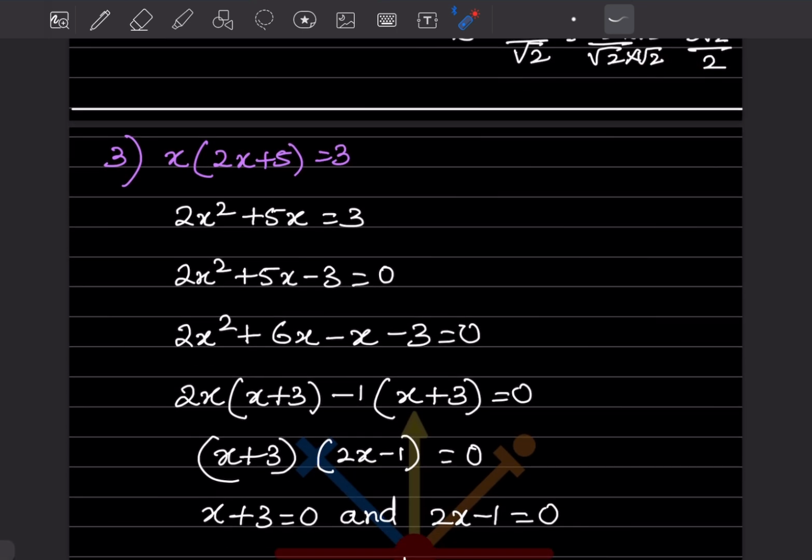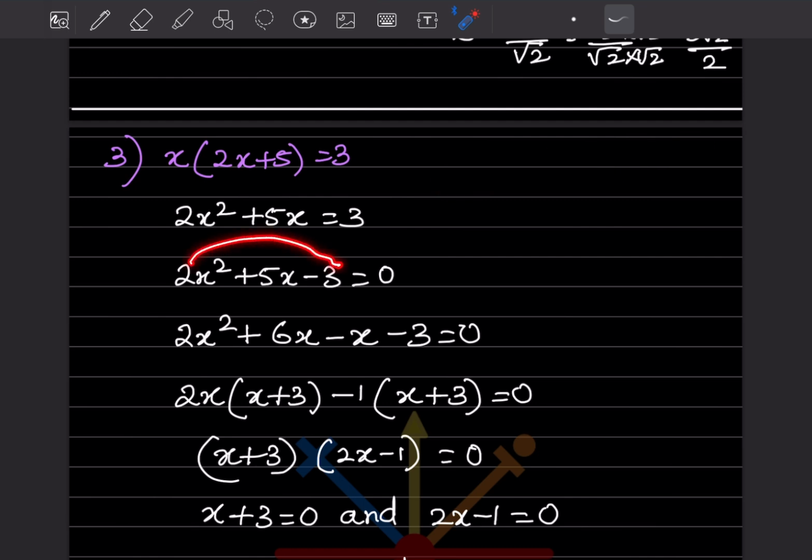Now let us see for this one. Before doing the factorization, we have to see that it should be in a quadratic form. So we will expand this one. So 2x square plus 5x is equal to 3. But then what will you do in the next step? 2x square, 5x, and this we are going to bring here, that will be minus 3 is equal to 0. So now this is in the quadratic form, that will be in the form of ax square plus bx plus c is equal to 0.